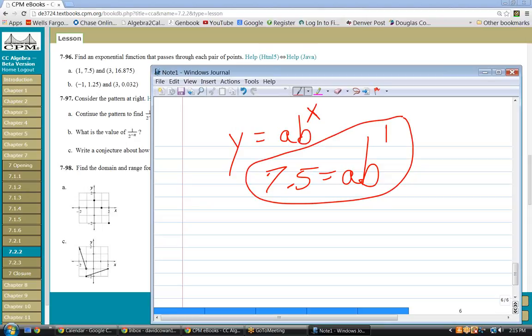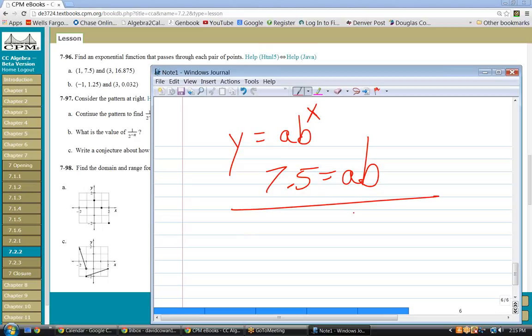Because I have 2 variables and I only have one equation. This one disappears and I have 7.5 equals a times b. Well, a could be 1/2, b could be 15, a could be 1/4, b could be 30. In other words, there's an infinite number of solutions to that equation right there. So I can't solve it based on that 1 point only. But give me another point. Well, they're telling me this point is on the same function.